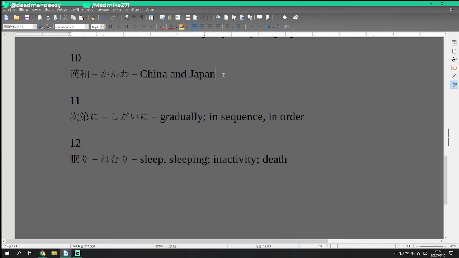Colloquially, this is used to describe a lot of things. Kanwa could mean the Chinese and Japanese languages or the Chinese and Japanese dictionaries, but kanwa together just is literally translation China and Japan, which is all you'll need to know to get the rest in context. Kanwa is China and Japan.